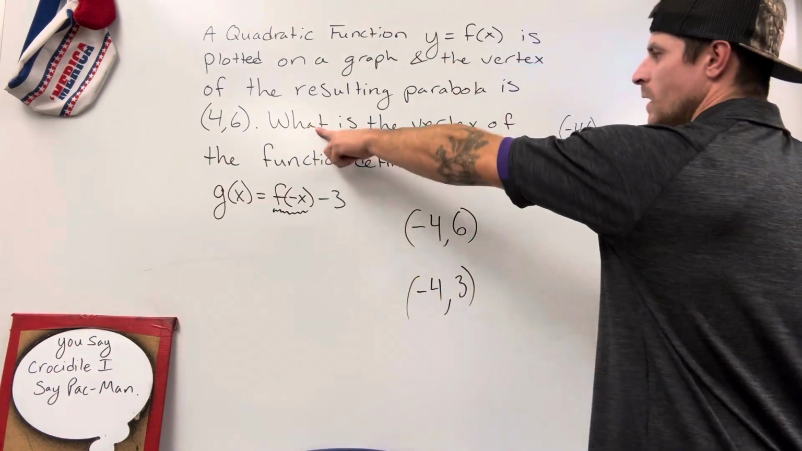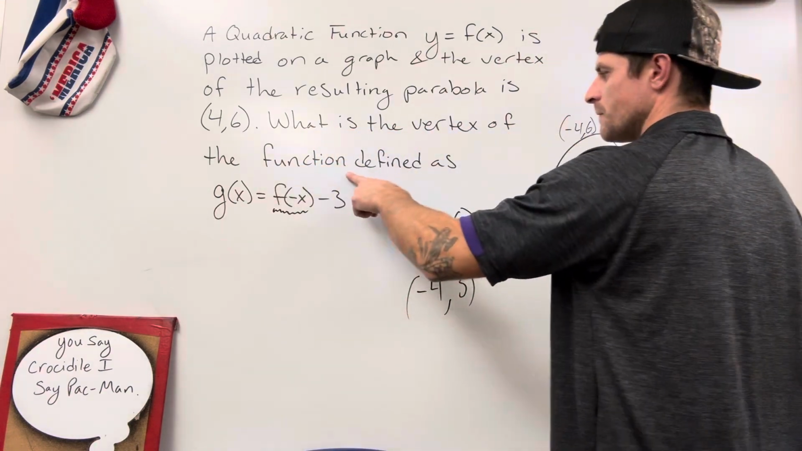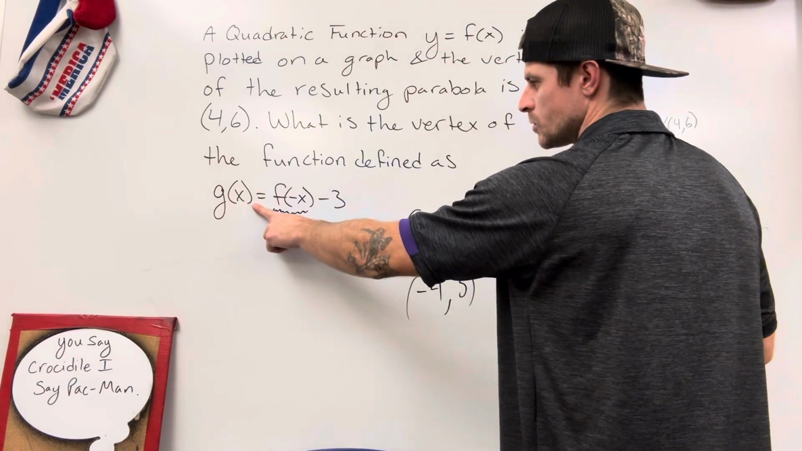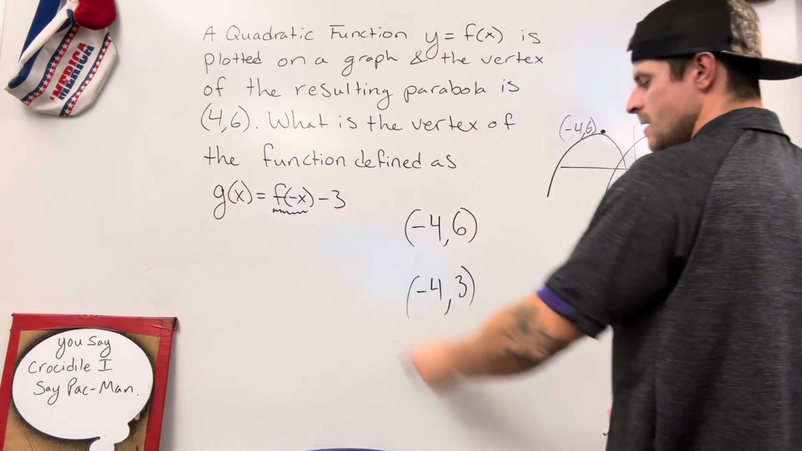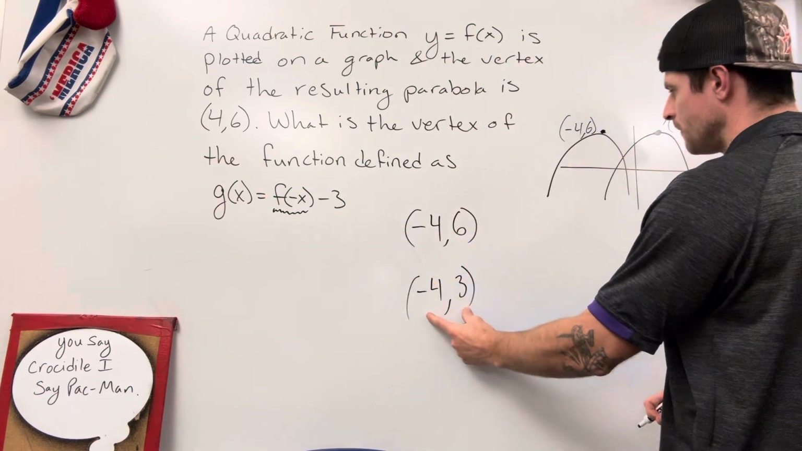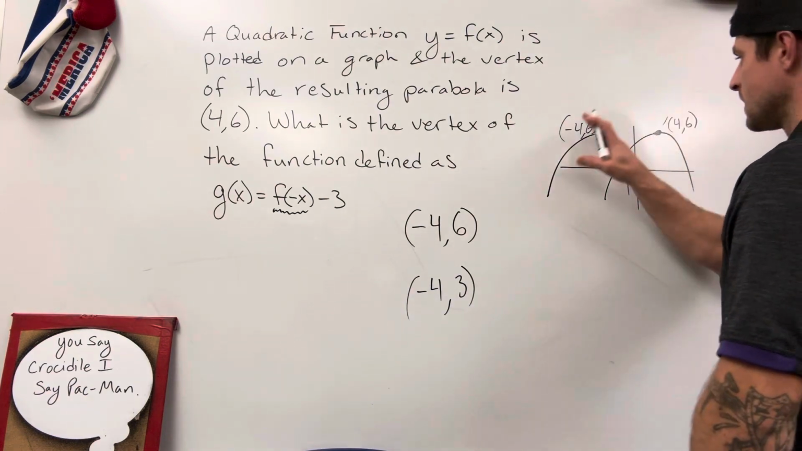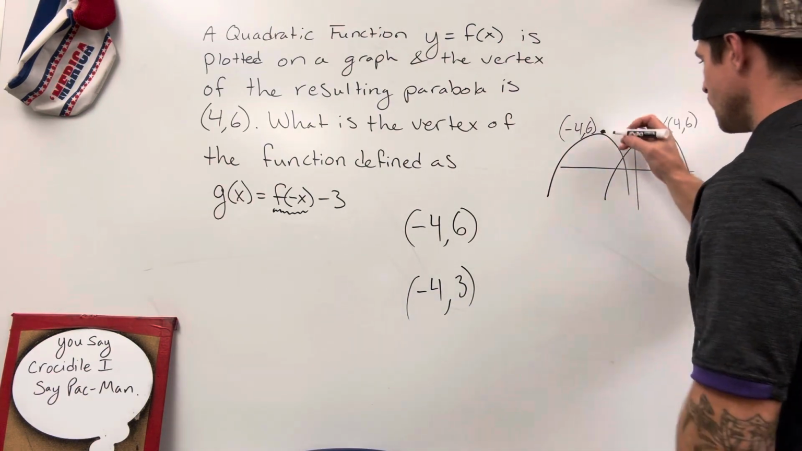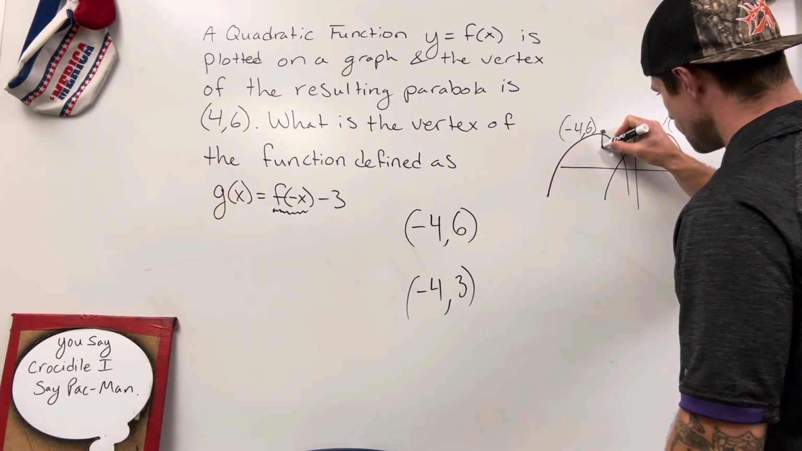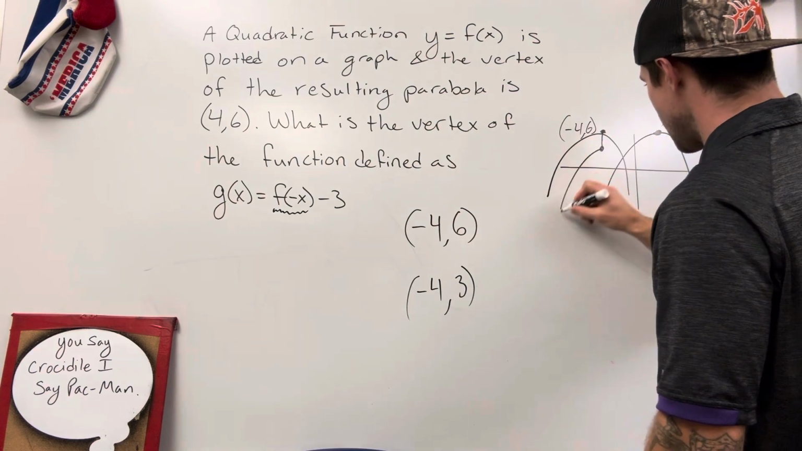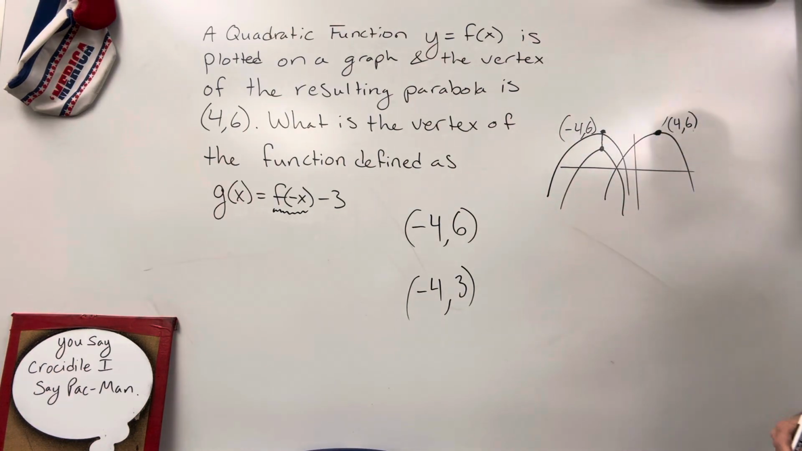So the question was, what is the vertex of the function defined as g of x equals f of opposite x minus 3? Well, you would end up at (negative 4, 3). So we would flip to the other side over here, and then we would drop this down 1, 2, 3 spaces. So your new parabola would end up right there.